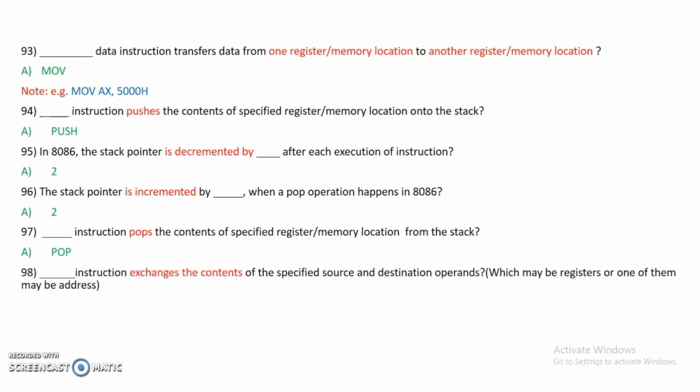Bit number 98. The dash instruction exchanges the contents of specified source and destination operands, which may be registers or any one of them may be address registers. The answer will be exchange. Exchange is used to exchange the contents of specified operands or any of the registers.